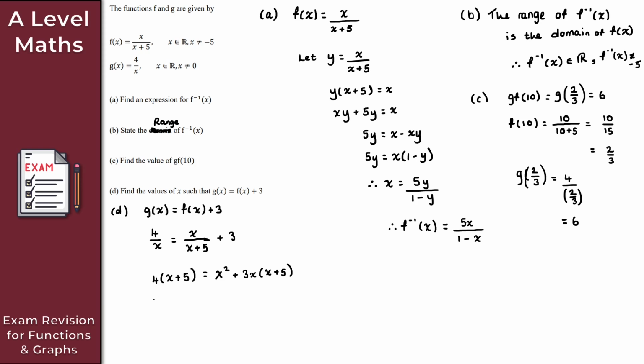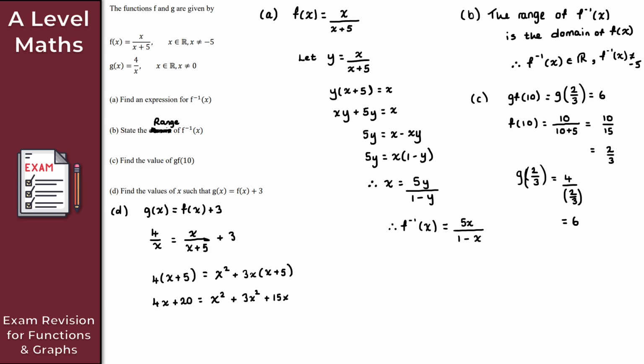On the left-hand side, we get 4x plus 20. So 4x plus 20 there is equal to, I get x squared here. I've then got 3x times x, that's 3x squared. And then 3x times 5 is 15x there, like so.